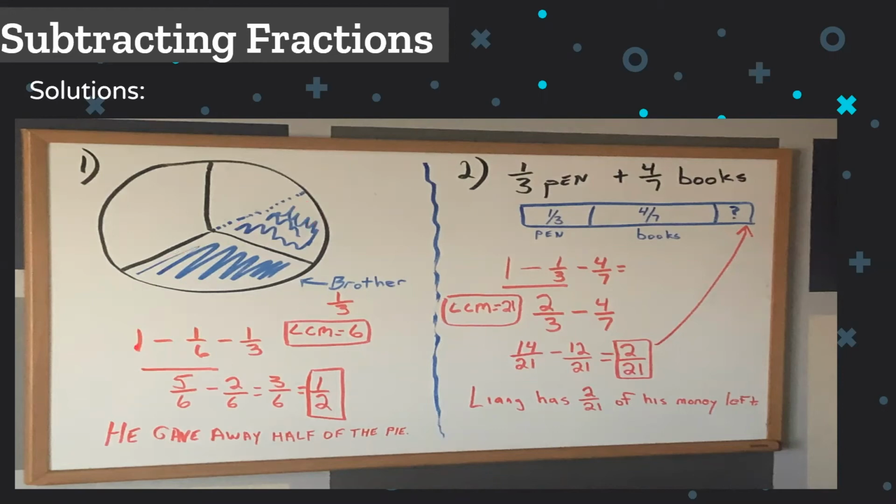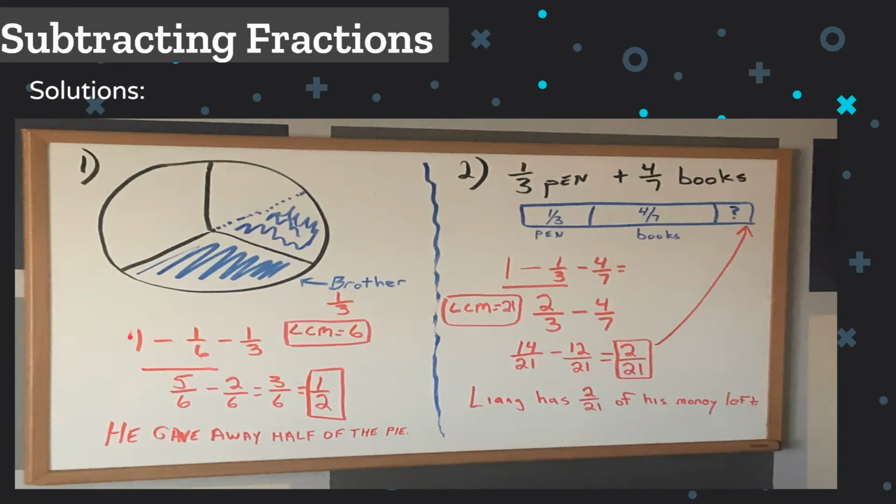We have 1 whole pie. We want to subtract the 1/6 that Christine ate, and we want to subtract the 1/3 that her brother ate. That's going to tell us how much was left for him to give away. So hopefully you can notice that our lowest common multiple is 6. If you had to do your chart or look on the charts, 1 times 6 is 6, 3 times 2 is 6. We can also simplify things a little bit more.